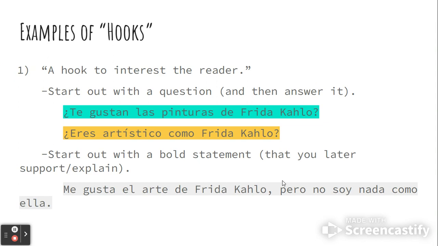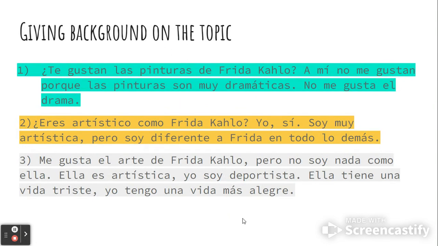You could start out with a bold statement that you later support or explain. Me gusta el arte de Frida Kahlo, pero no soy nada como ella. So we're going to add to these statements. We're going to add some background information on the topic.